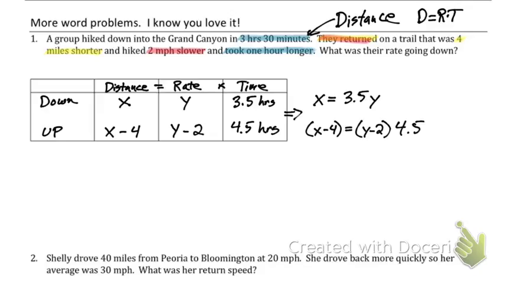Right? Because we have distance equals rate times time. The only thing I did, I flipped this around, because usually we put the 3.5 in front of the y. But I'm just pulling it right out of here. All right, now we have two equations with two variables to solve.